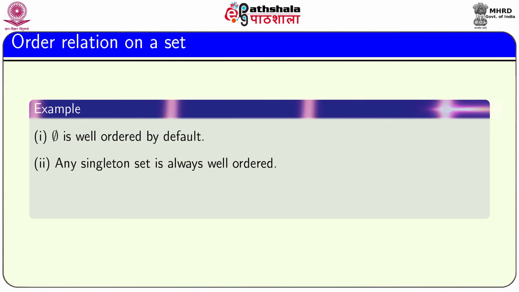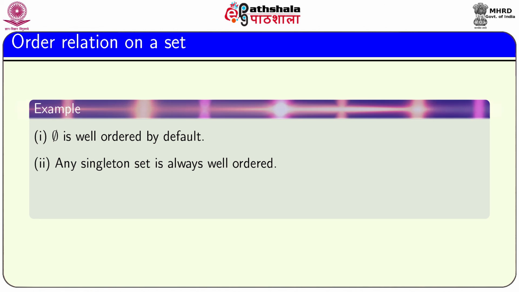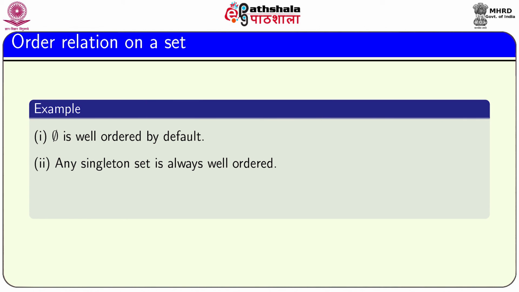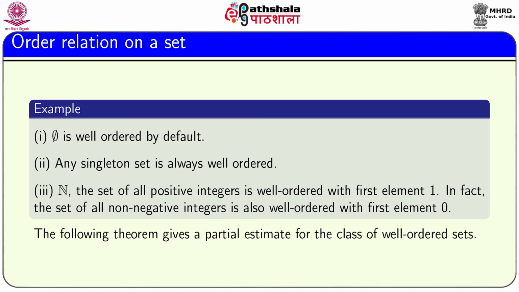Consider the following examples. If we take the empty set, then it is always well ordered. If we take any singleton set, it is also well ordered. The set of all positive integers is well ordered with the first element 1. In fact, the set of all negative integers is also well ordered with the first element 0.